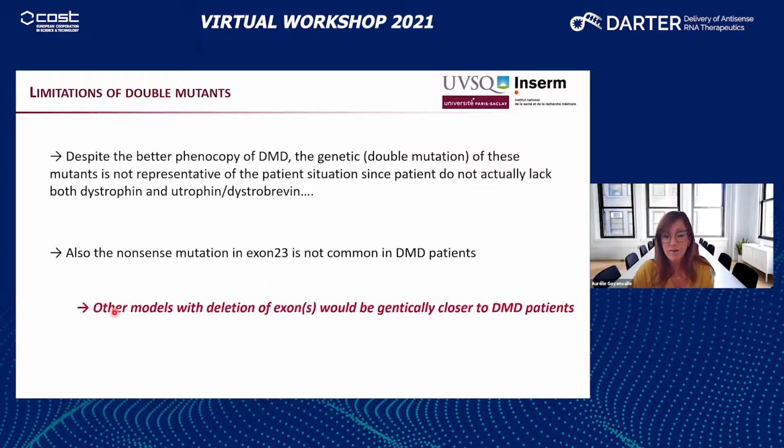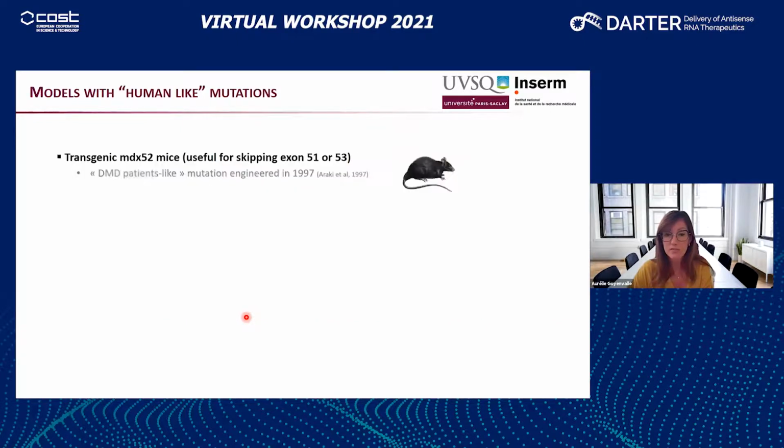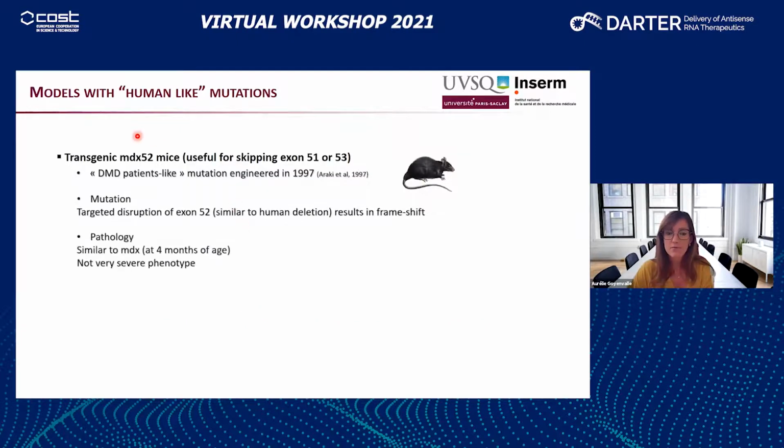So this is why other models have been created with deletions of exons that would be genetically closer to DMD. That's the case of a transgenic mouse called the MDX52. This mouse has a deletion. It's a knock-in, so it doesn't have exon 52. And it's very useful for the skipping of exon 51 or 53. So it's a DMD patient-like mutation that was engineered quite a while ago, but it's starting to get more interest.